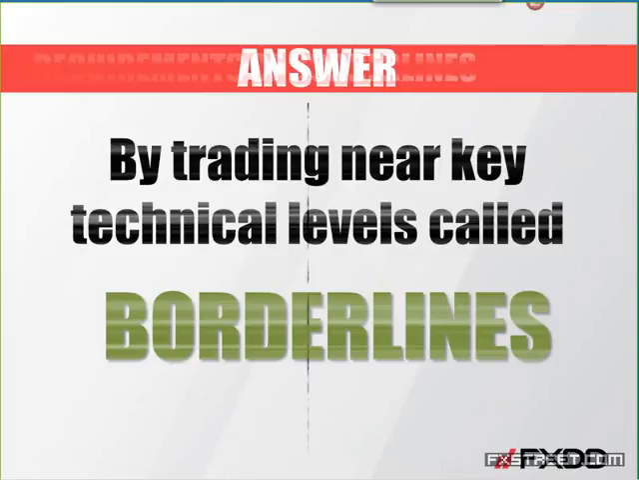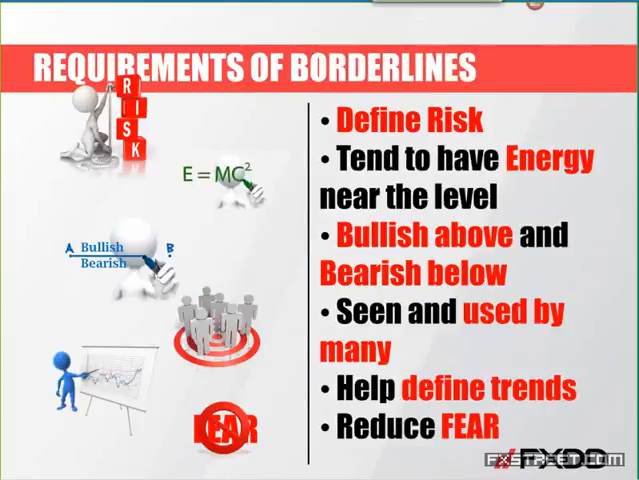And these tools have to do 6 different things. One, they have to define risk. Two, they have to be at technical levels where I like to say there's an energy near those levels. Three, they need to show that it's bullish above and bearish below. Four, they are seen and used by many. Five, they help define trends, and six, they reduce your fear. Your technical tools, which you use to find key borderline levels, should satisfy those requirements. And I use 3 technical tools for defining these borderline levels.